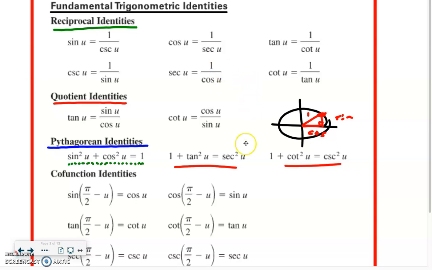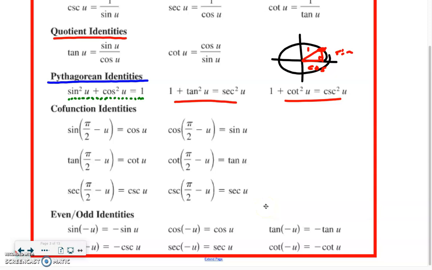Okay? All right, so next up, the cofunction identities. Believe it or not, we've already talked about these. We just used different terminology and things like that. But again, the cofunction identities. First and foremost, they look harder than what they really are. They look way more difficult than what they really are.